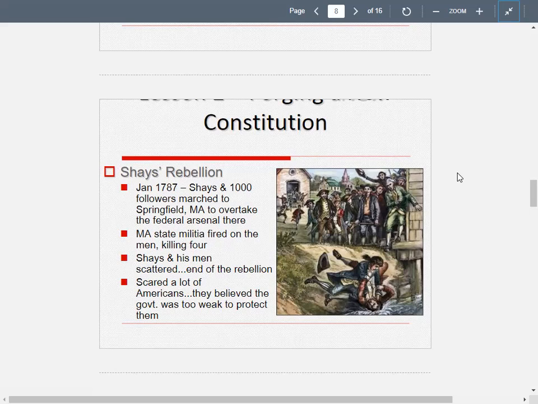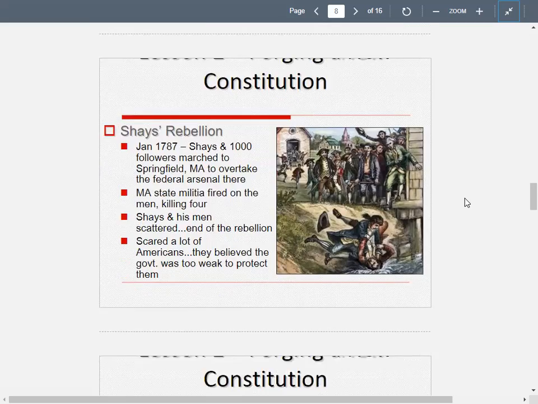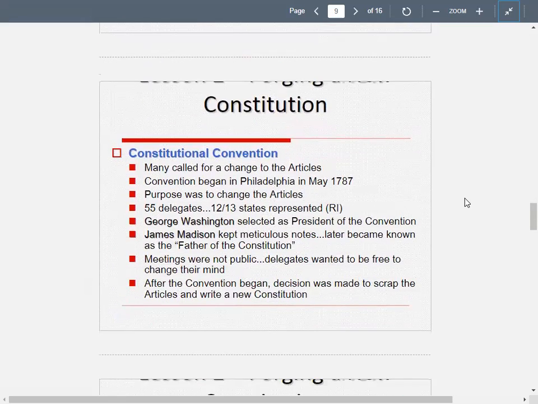This scared a lot of Americans. They believed the government was too weak to protect them. So they called for a new form of government. In the Constitutional Convention, where all the men met to discuss this government, many of them called for a change to the Articles. The convention began in Philadelphia in May of 1787. The purpose was to change the Articles.